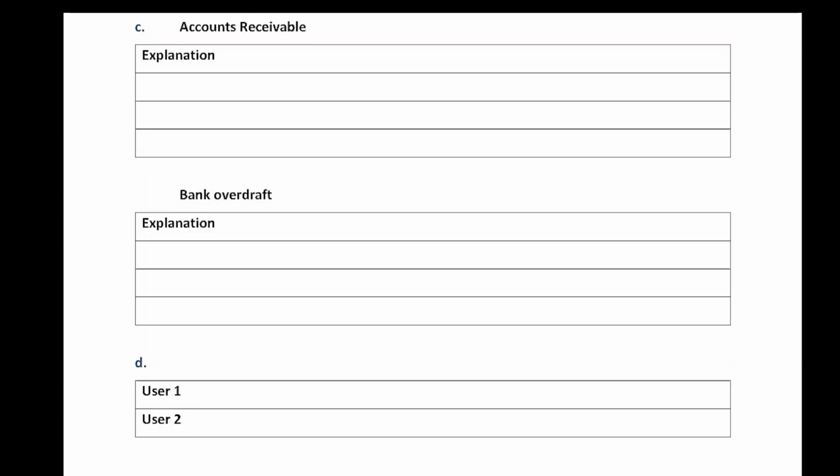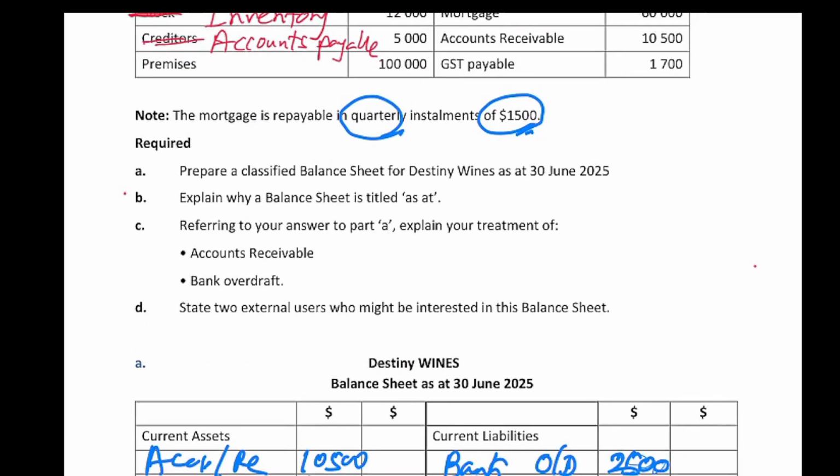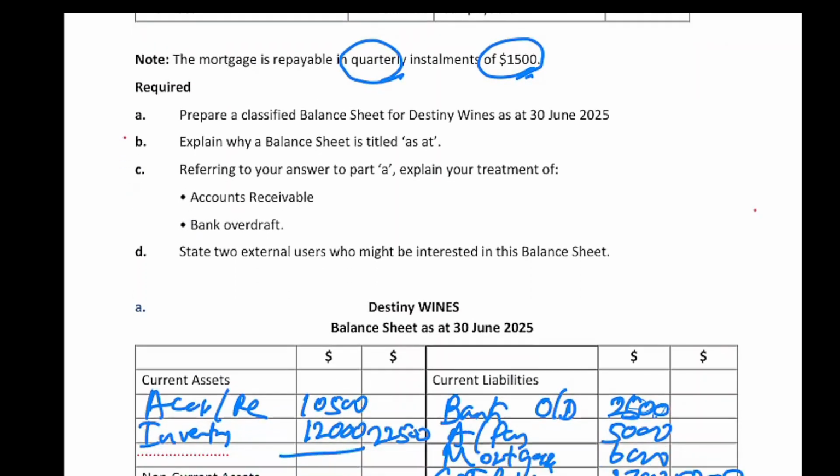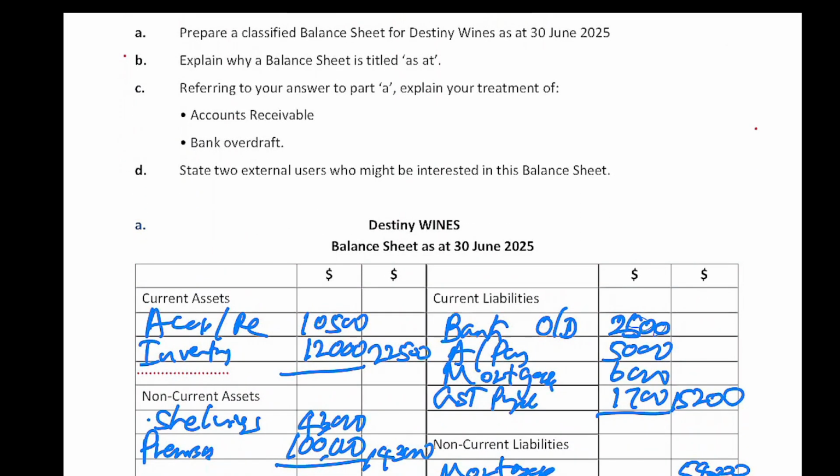Okay, next one. The treatment for a bank overdraft. What is the treatment for the bank overdraft, guys? Current liability. Why? Present obligation.